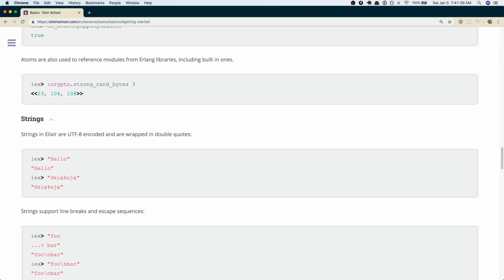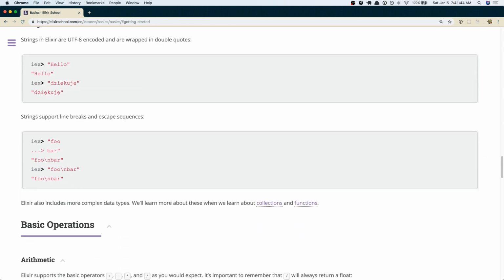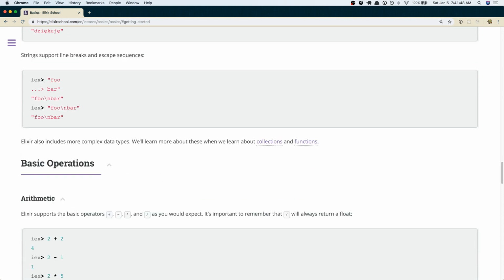Strings in Elixir are UTF-8 encoded and wrapped in double quotes. Strings support line breaks and escape sequences. Elixir also includes more complex data types. We'll learn more about these when we learn about collections and functions.